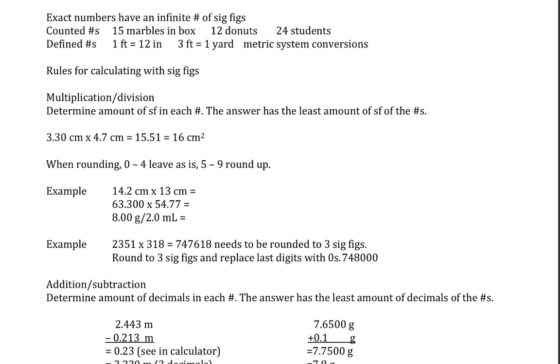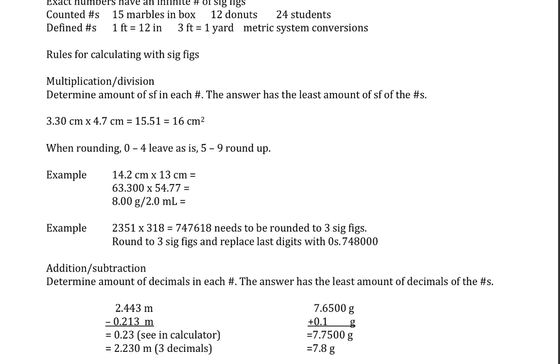Exact numbers. So those have an infinite number of sig figs. Those we can think of as completely accurate. Like counted numbers. How many marbles are there in the box? Let's say we count easily to have 15 marbles in the box. Well, we are sure of that. We would not say that we're unsure at all. We don't have 14, we don't have 16, we have 15. So that would be a very accurate measurement. We call that exact.